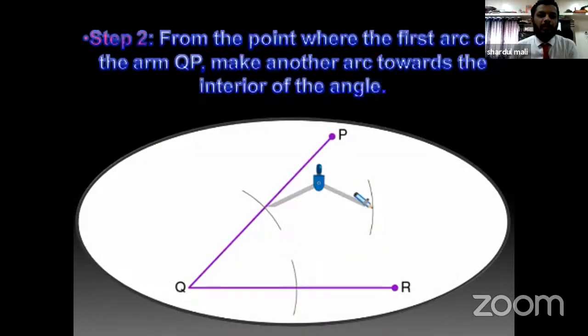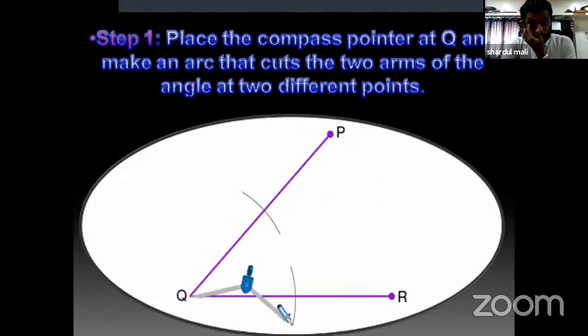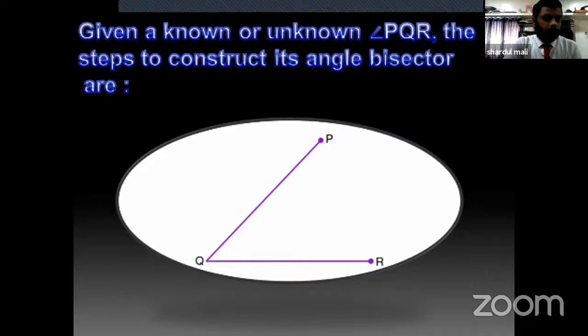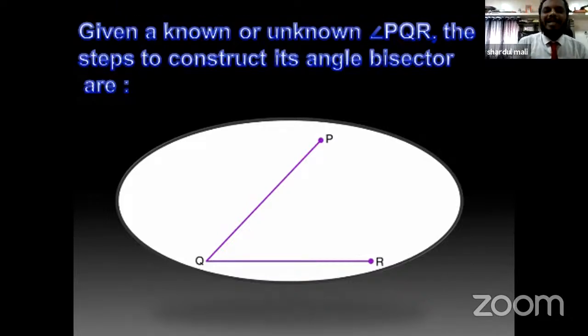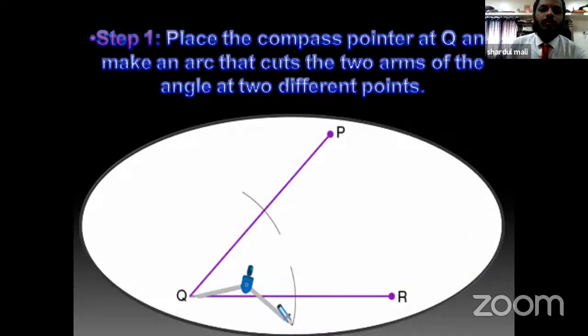Overlook on the steps of making an angle bisector. At first, you want to draw the angle which you want to bisect with the help of the angle bisector. After that, step first is making arcs on the sides of the angle, or the arms of the angle, with the help of the compass.